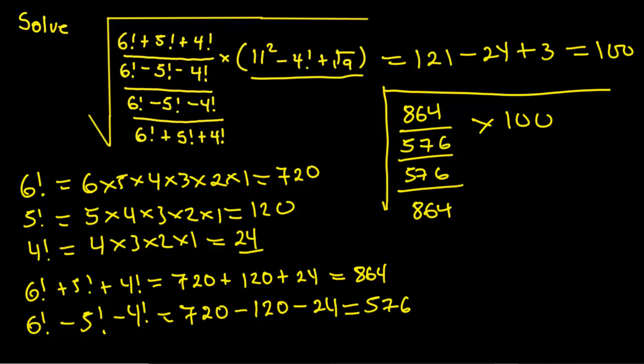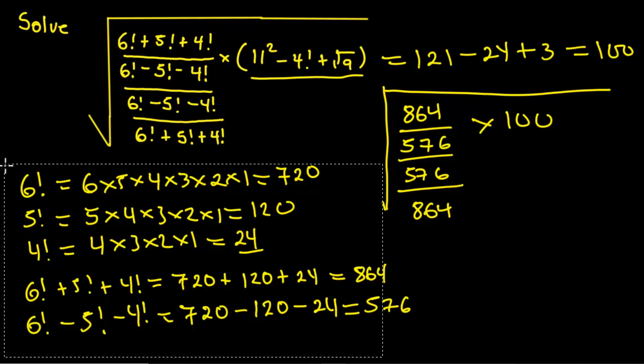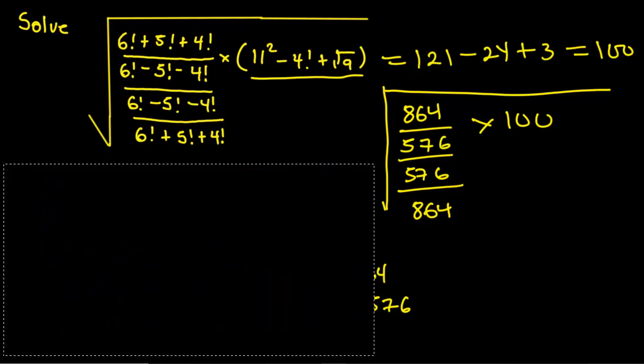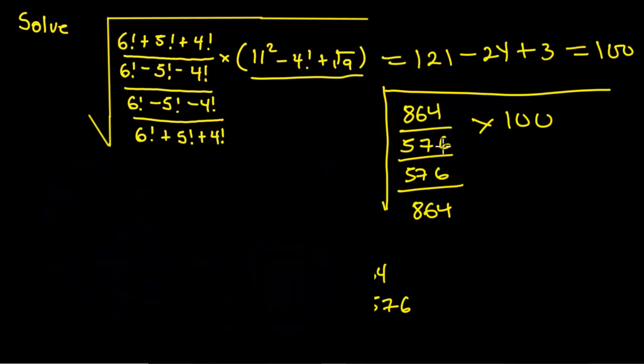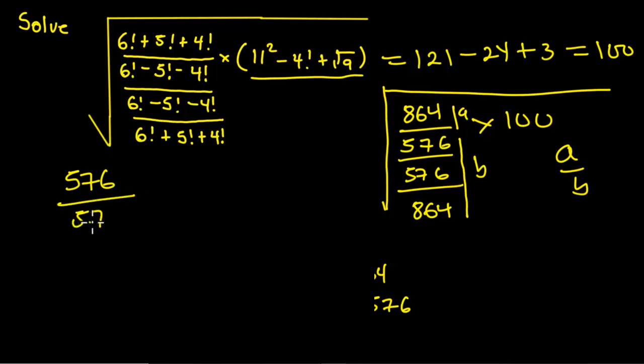So before we continue, let me clean this portion. Now this is just like you having A over B. So in this case, this here becomes A, and then the whole of this one becomes B. Now let's pick the B alone. So we are going to have 576 all over 576 all over 864.